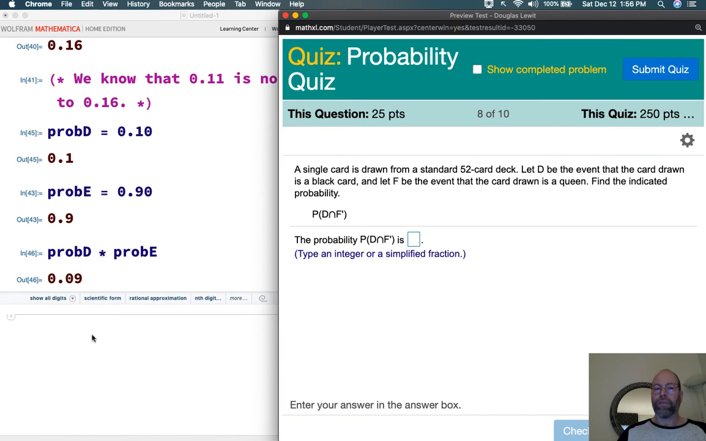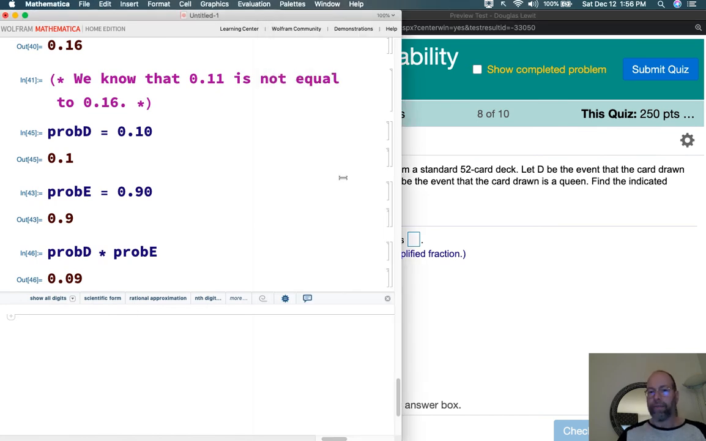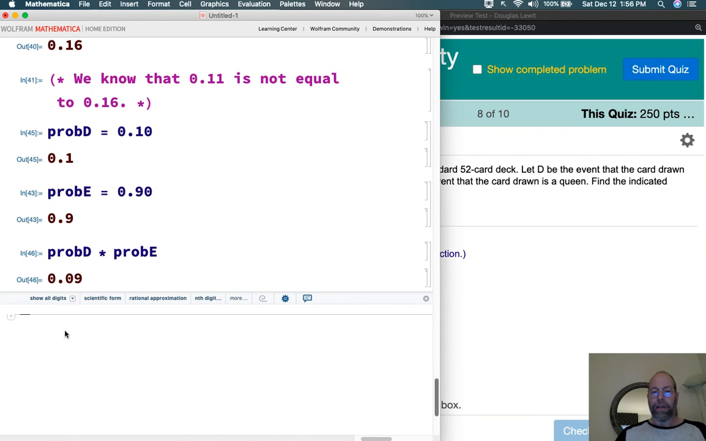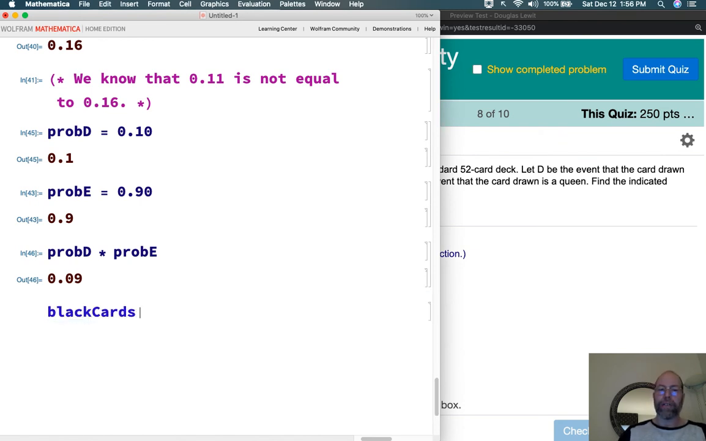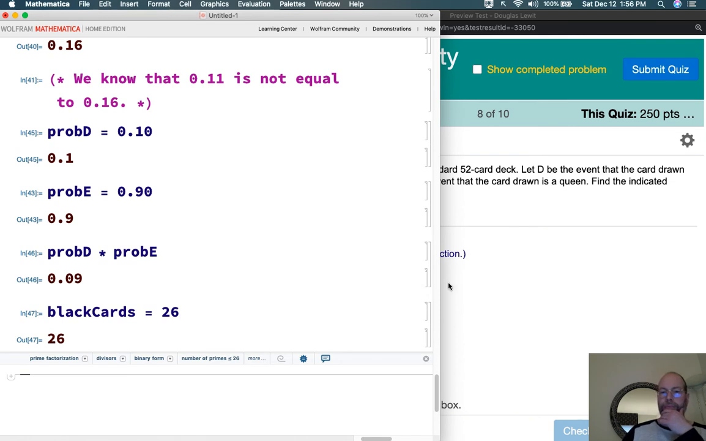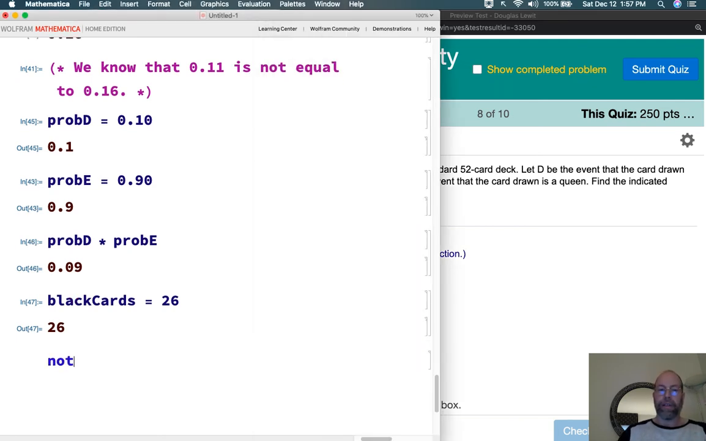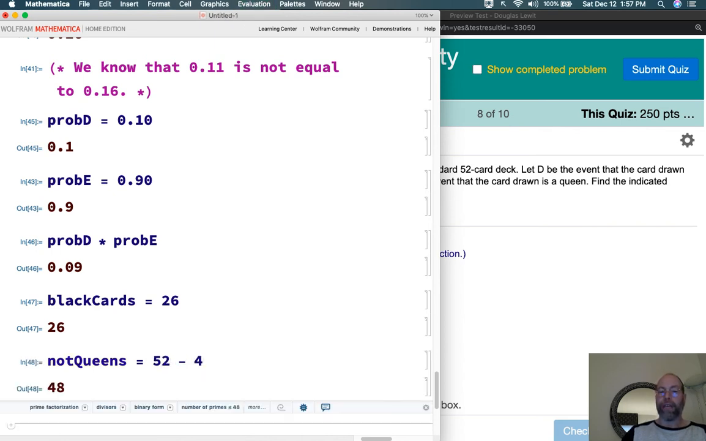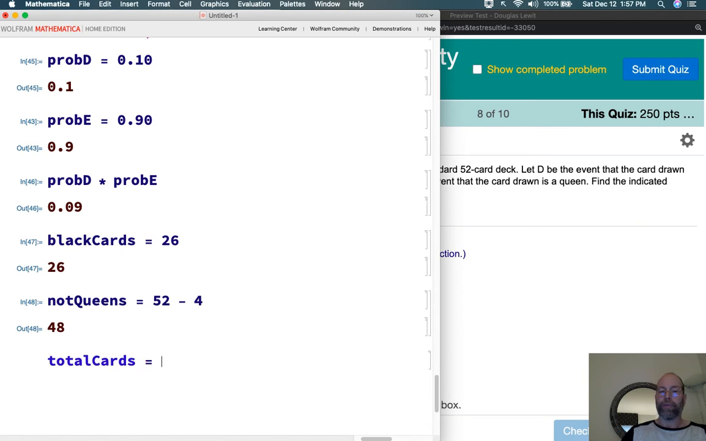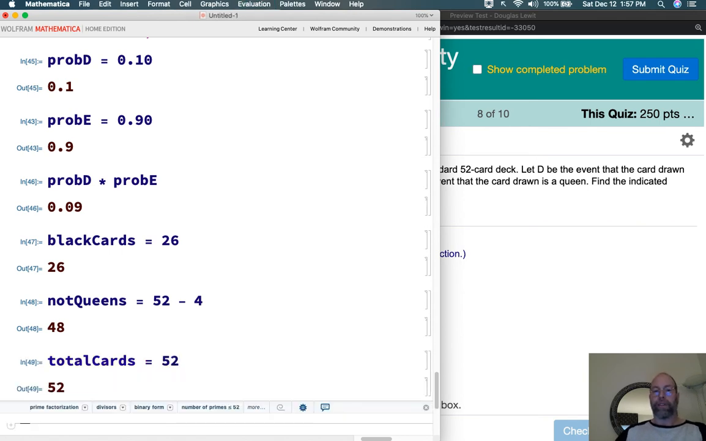Okay, so let's think about this. How many black cards do we have? Black cards is 26. How many cards are not queens? Not queens would be 52 minus 4, which is 48. And then we have the total number of cards, which is equal to 52.